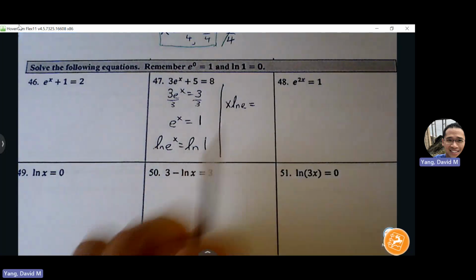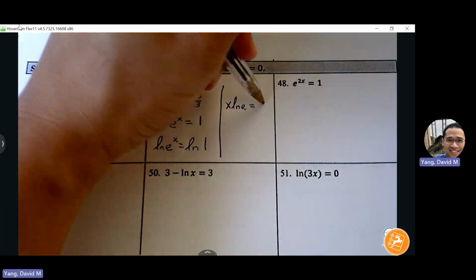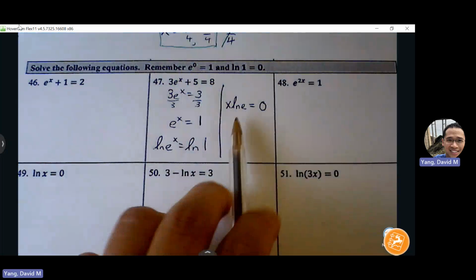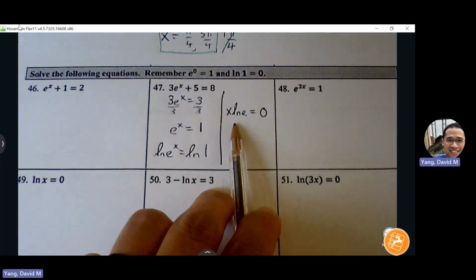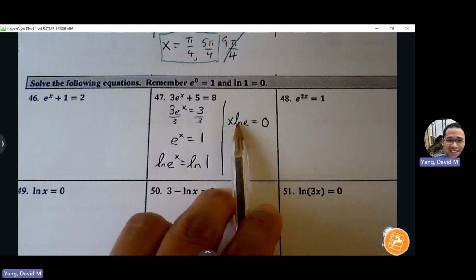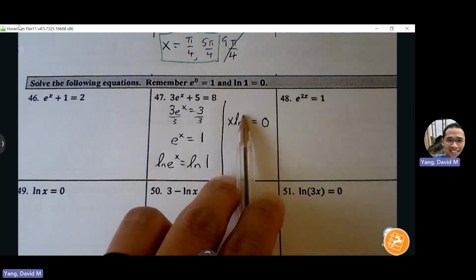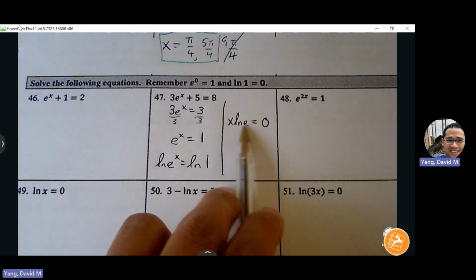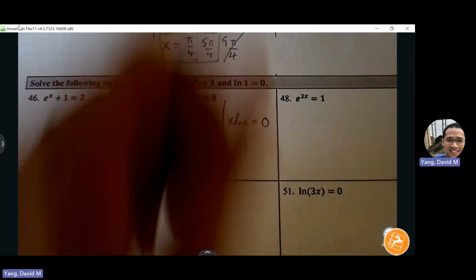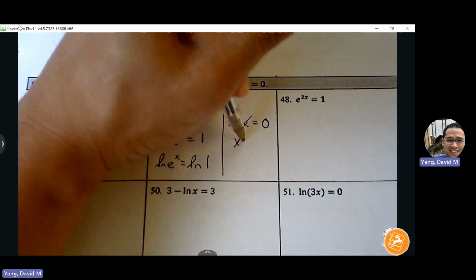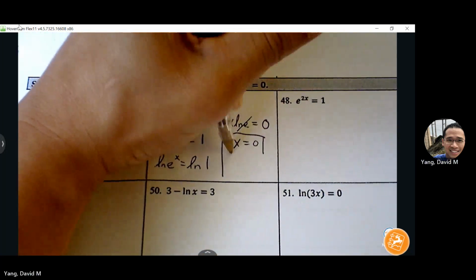And natural log of 1 we know is 0, so I'll replace natural log of 1 with 0. And another special property is natural log of e is equal to 1. This is basically saying log base e of e. These will just cancel each other out. Natural log of e is equal to 1, so this goes away, so x is simply equal to 0.